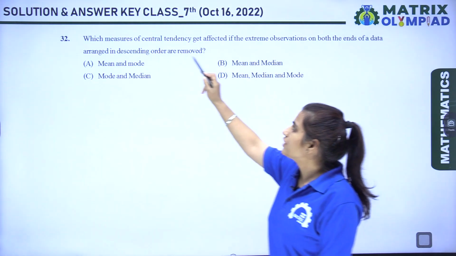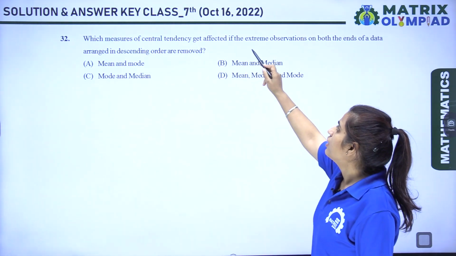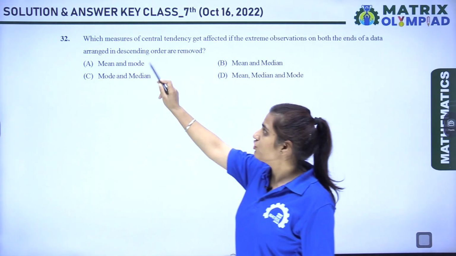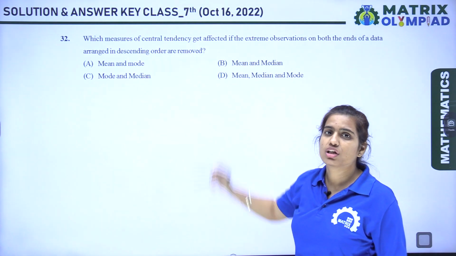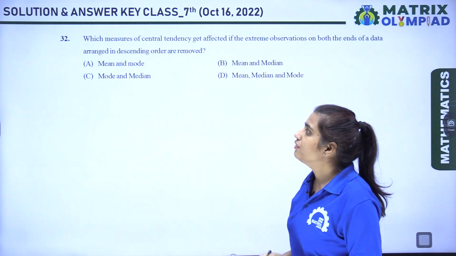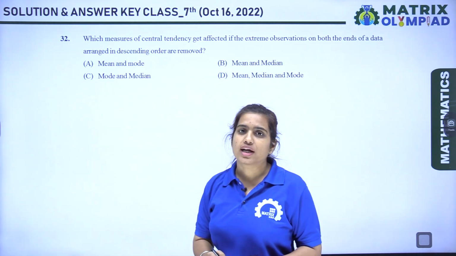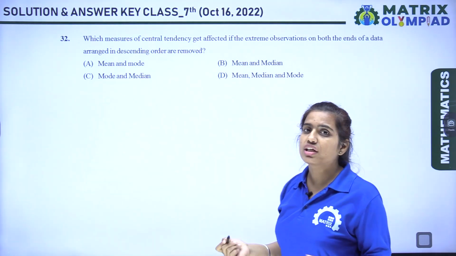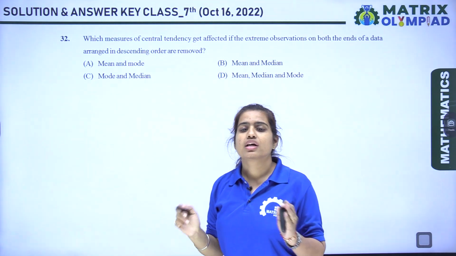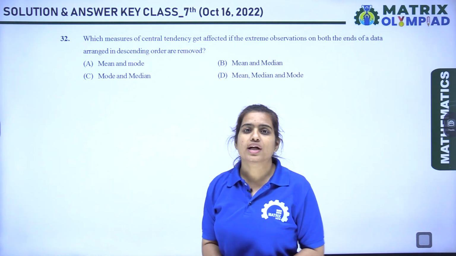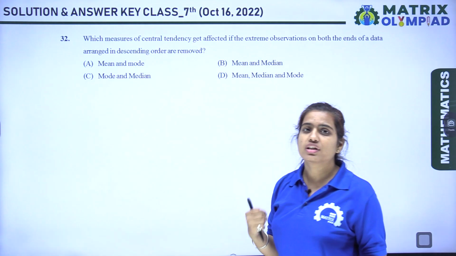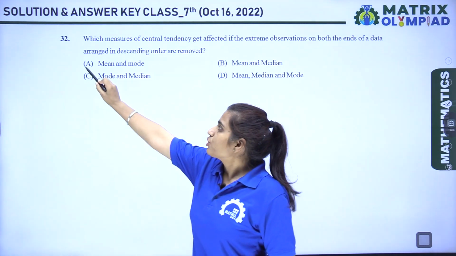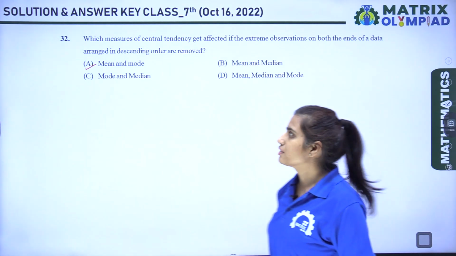Which measure of central tendency gets affected if the extreme observations on both ends of data arranged in descending order are removed? Now here we have 3 terms: mean, mode and median. Median is not affected by removing the 2 ends of the observations, but it will definitely affect mean and mode. So here option A is the correct answer.